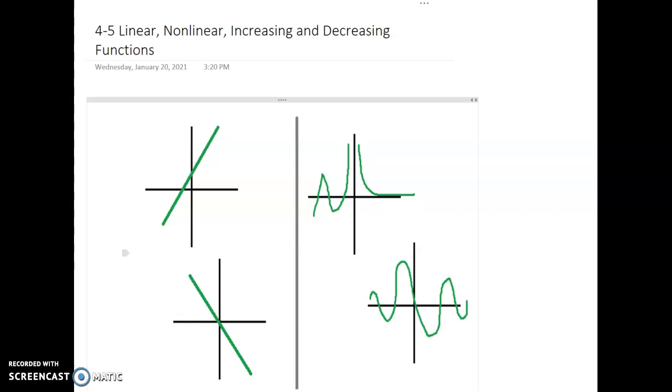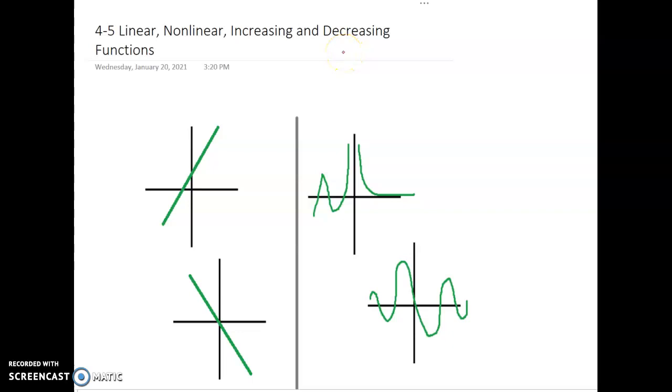This video is for Delta Math Lesson 4-5 on linear, nonlinear, increasing and decreasing functions. Make sure you start off by writing down the title of this lesson. Okay, so start your notes with this title at the top.